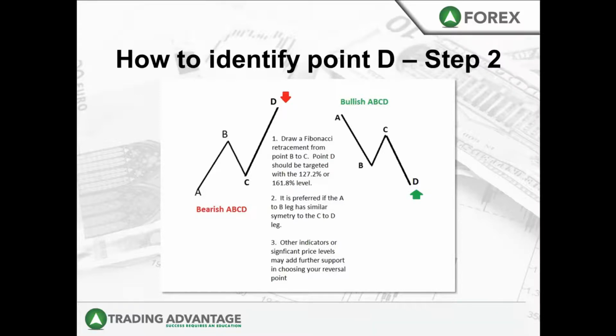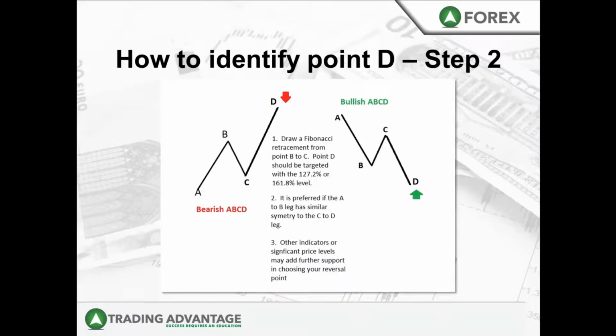Please note, you may need to redraw this multiple times because you may be identifying a new point C if price continues to have a deeper pullback. Once we identified a potential point D, we will also look at the symmetry of the pattern. The pattern may be stronger if the distance from A to B is identical to the distance from C to D.